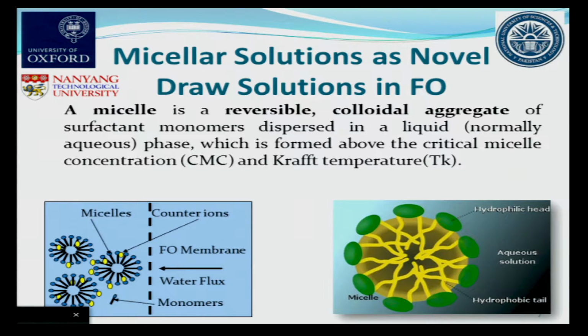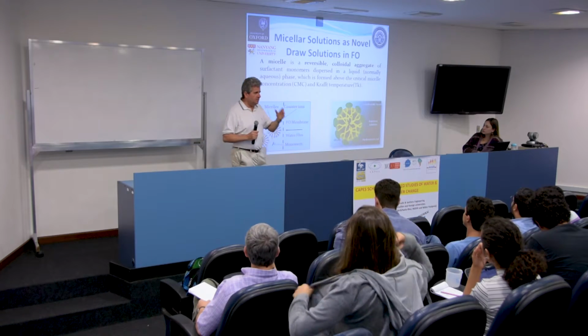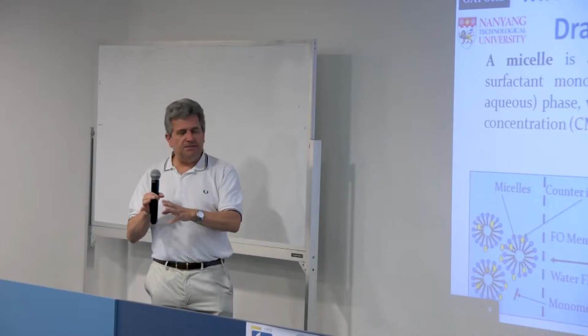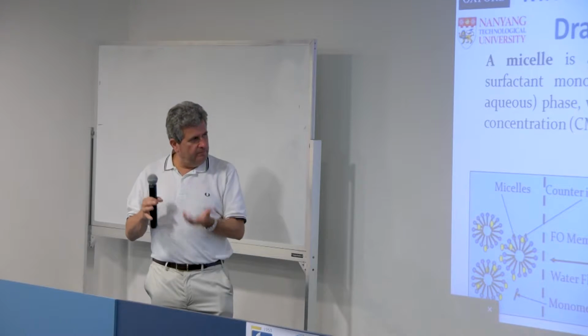And it forms above the critical micelle concentration. So you form above the CMC. It also has a thing called the Krafft temperature. The Krafft temperature is the temperature at which the micelles dissolve. And if you go below the Krafft temperature, the micelles very quickly fall out of solution.